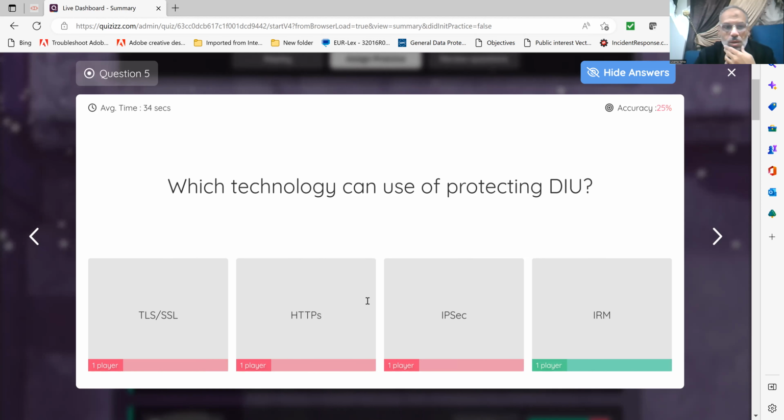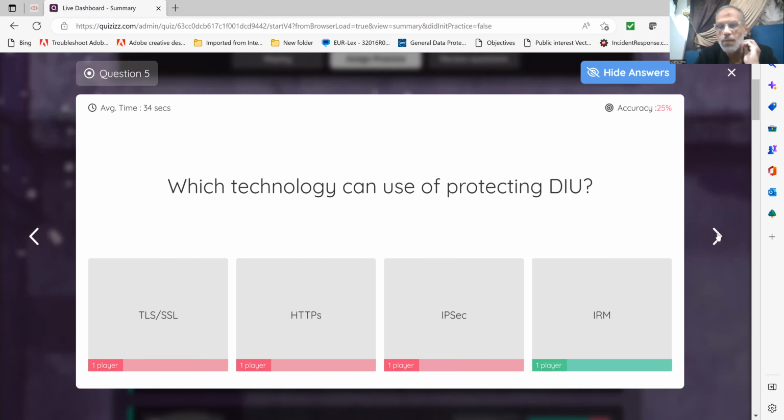Data in use. Of course, the first three are wrong, and we explained why. If you use HTTPS or SSL or IPsec, all of them mean encryption. How do you protect data that is encrypted and will be used? How will you encrypt the data and allow the system to use or process it? This will not work. Then this is a wrong answer. The only thing I can use to protect the data here may be IRM or DRM.